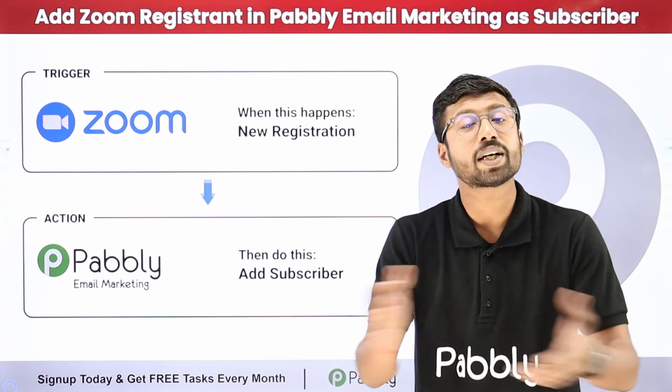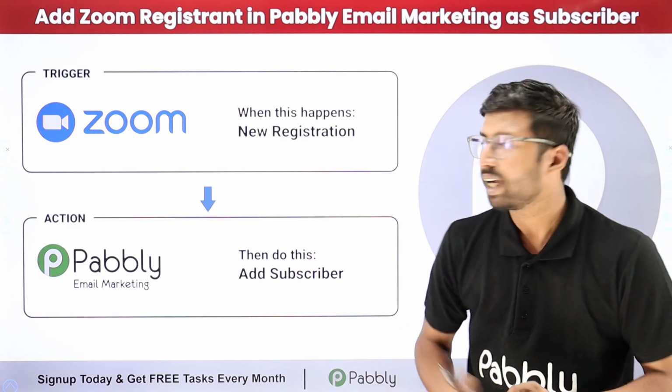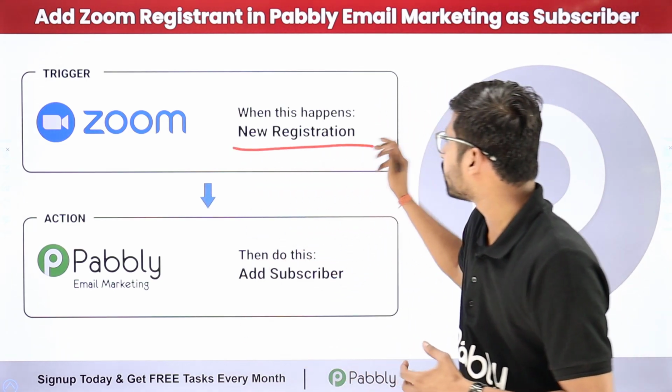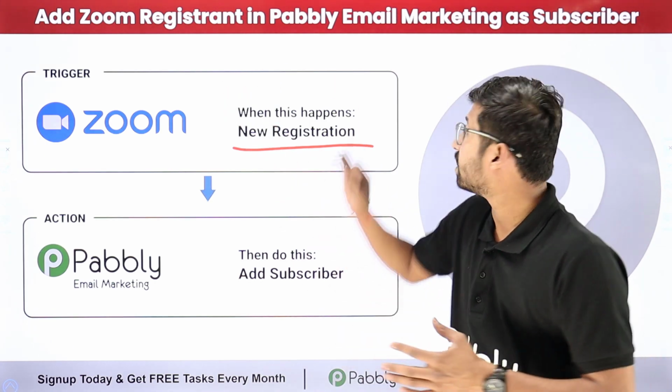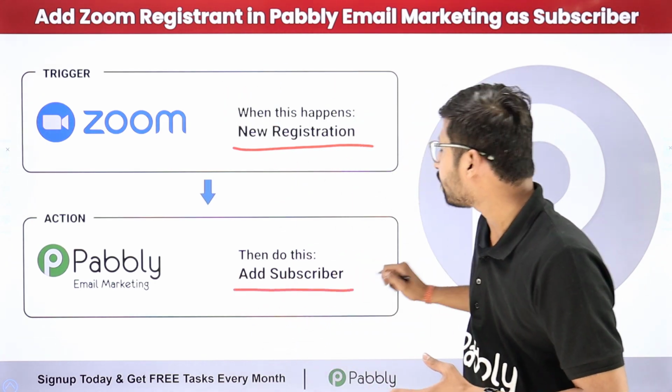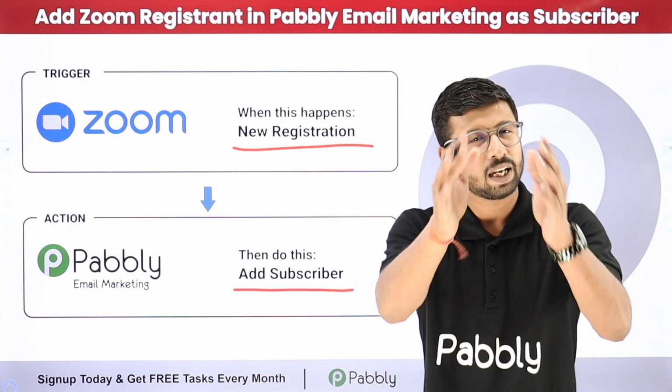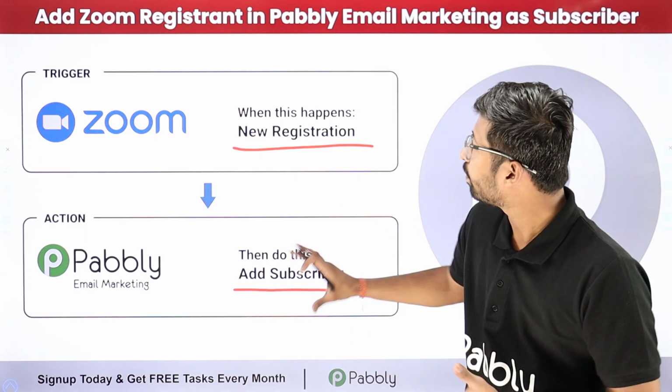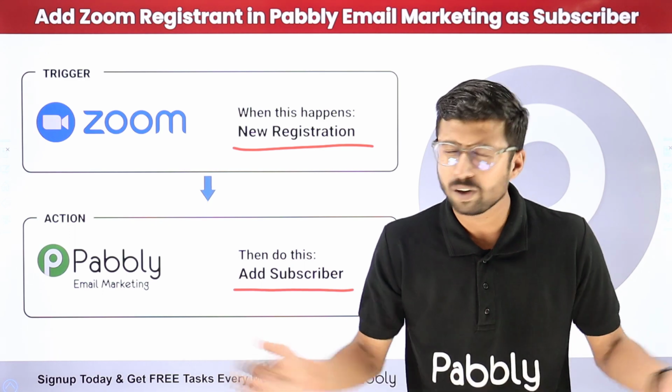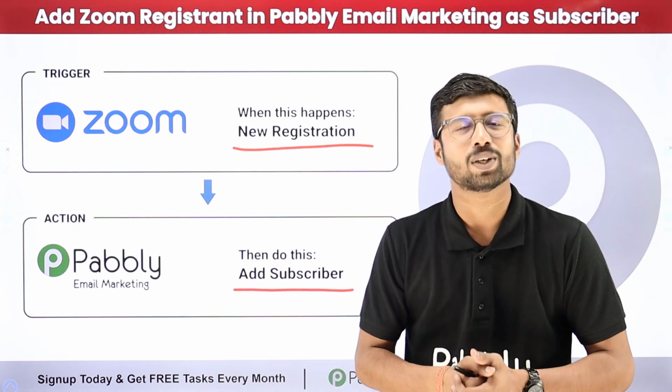So let me tell you, you can completely automate this process. In this automation, as a new registration is received in Zoom, with the same details, we are going to add that person as a subscriber in Pabbly email marketing. Now, if you want to learn how you can set up this complete automation all by yourself, for that, you just have to come with me to my screen.